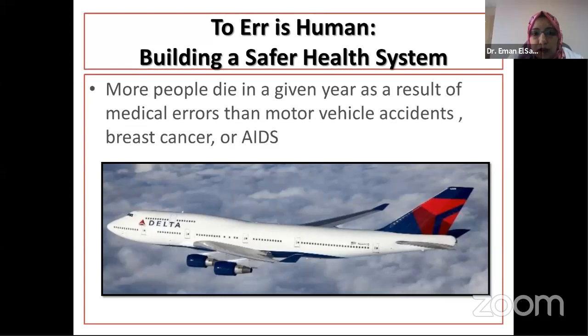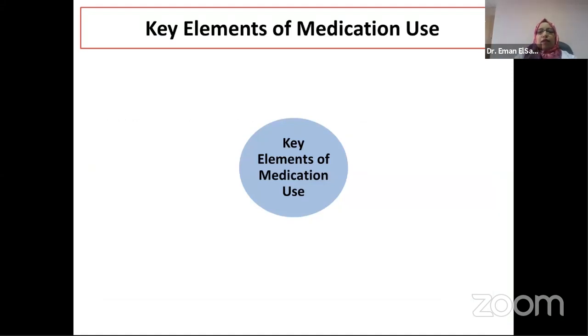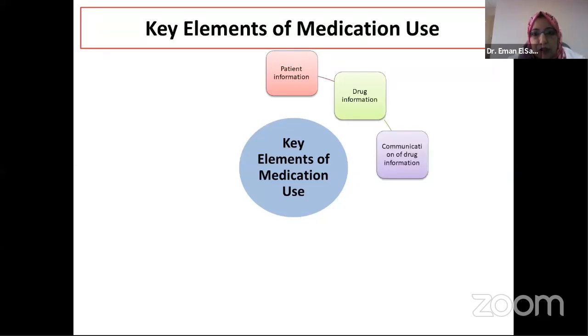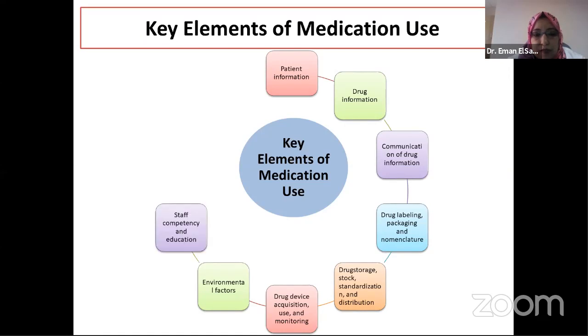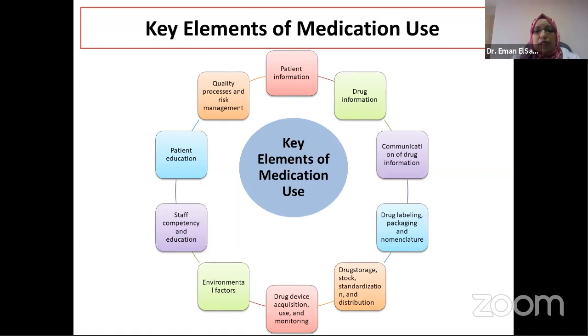Also, more people die in a given year as a result of medical error than from motor vehicle accidents, breast cancer, or even HIV. So what are the key elements of medication use? Patient information, drug information, communication of drug information, drug labeling, packaging, nomenclature, storage, standardization, distribution, drug use monitoring, environmental factors, staff competency and education, patient education, and quality process and risk management.